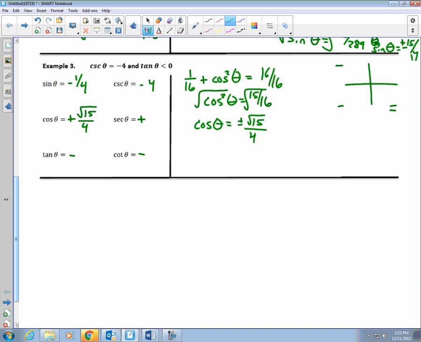What do I do for secant? I flip it and I get 4 over the square root of 15. Are you allowed to have the square root in the denominator? So very good. Hannah says I multiply by the square root of 15. So we get 4 roots of 15 over 15.